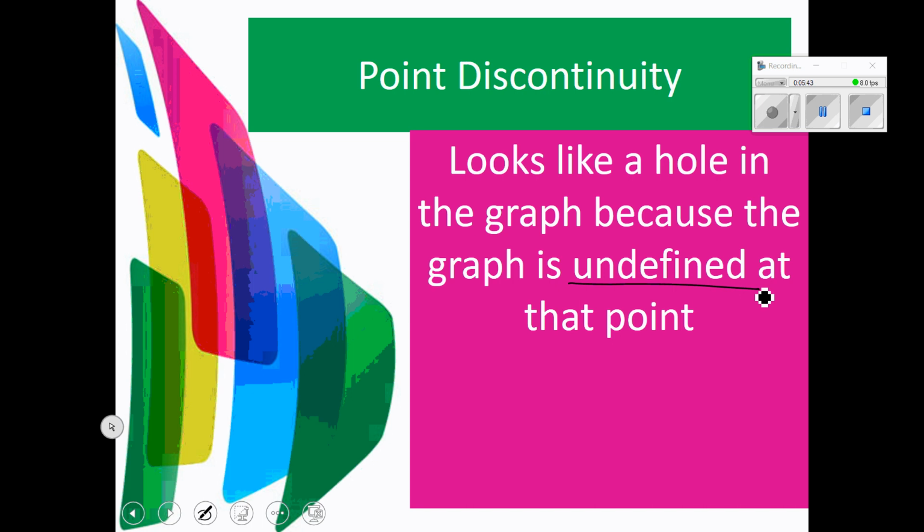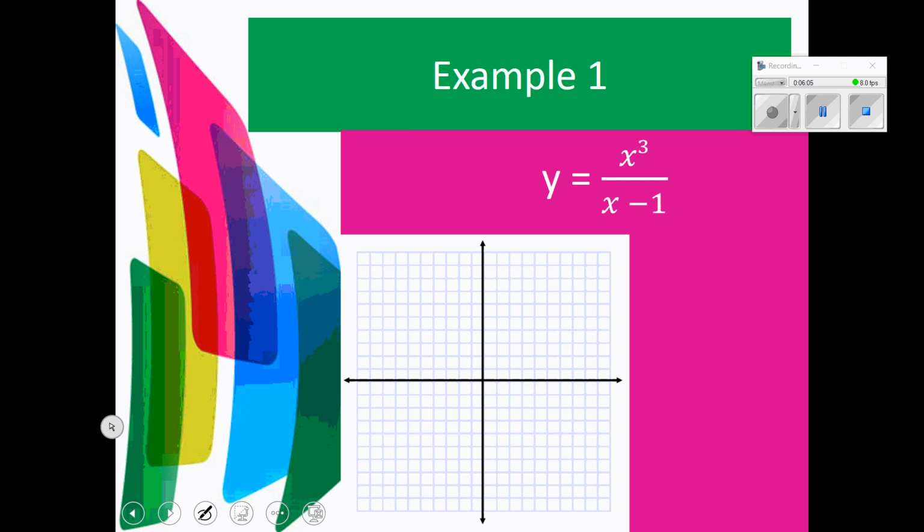We will talk about the difference in a minute when we get to examples of how you know if it's a hole and how you know if it's a vertical asymptote. Okay, but it's all what makes the denominator 0, and it's points that are undefined. But there is a difference. One will make a hole, and one will make a vertical asymptote. And we'll talk about that when we get to an example. So let's look at example 1.